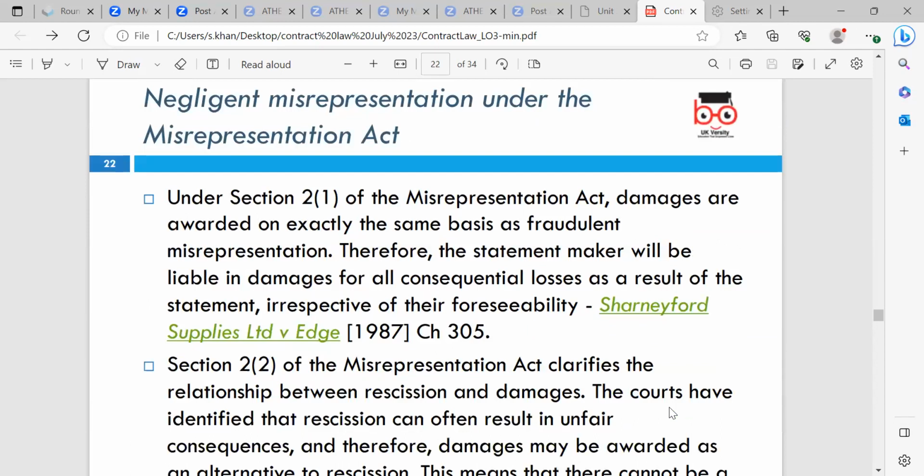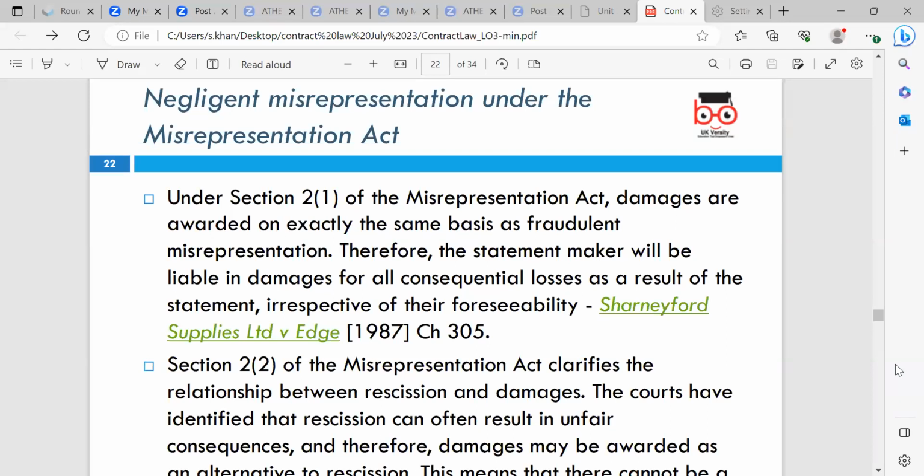Negligent misrepresentation under the Misrepresentation Act. Under Section 2, subsection 1 of the Misrepresentation Act, damages are awarded on exactly the same basis as fraudulent misrepresentation. Therefore, the statement maker will be liable in damages for all consequential losses as a result of the statement, irrespective of their foreseeability, as in the case of Royscot Trust Limited and Rogerson 1991.